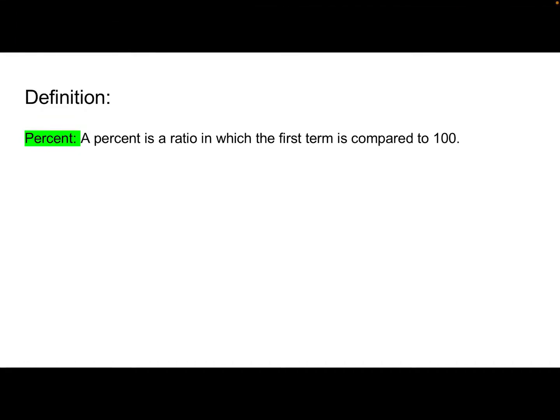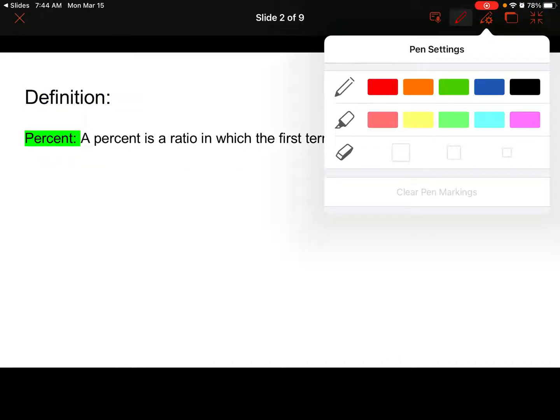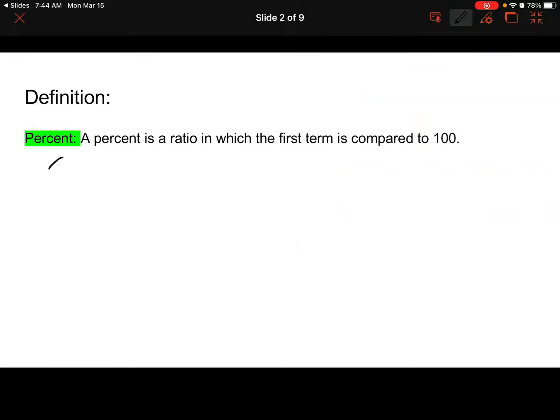So our first definition for chapter 3 is a percent. A percent is a ratio in which the first term is compared to 100. Now, I know that sounds a little weird, but let's think about what we've seen about percents in the past. Percents look like this, right? Like 62%, it's just a number with the percent sign after it. But 62% is the same in number form. 62% is the same as 0.62. They have the same value.